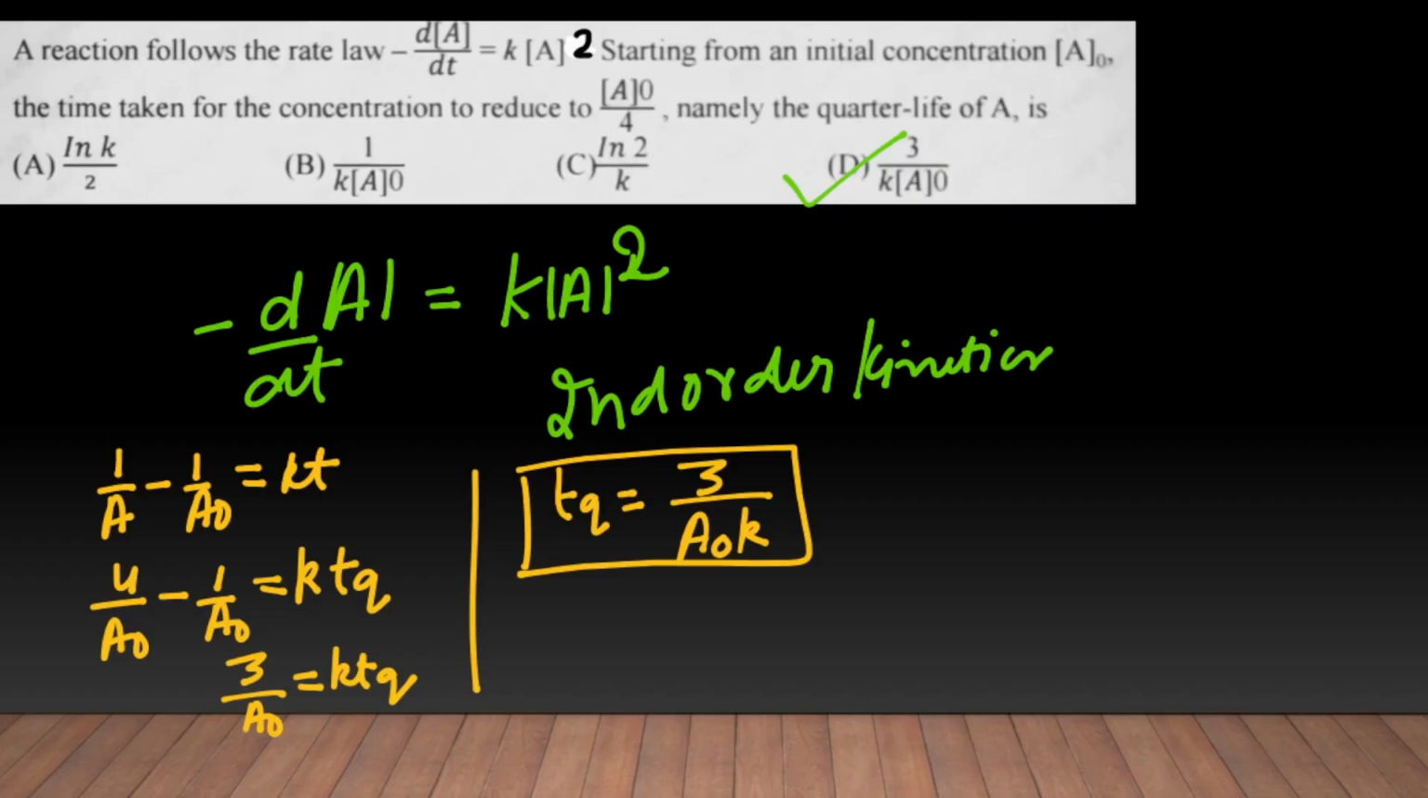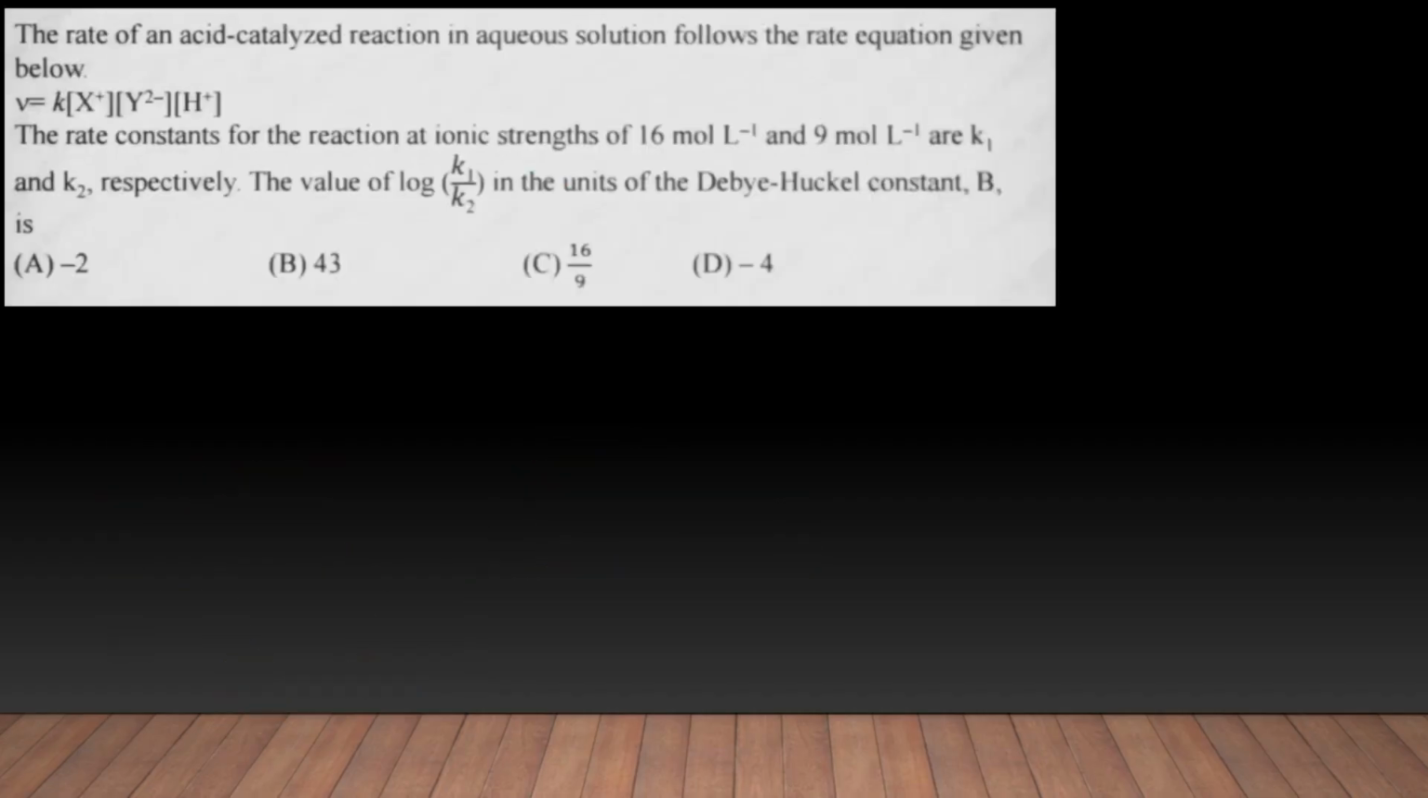Okay. Next one is this question. The rate of an acid catalyzed reaction in aqueous solution follows the rate equation given by this rate expression. Three ionic species are involved in it: X positive, Y2 negative, and H positive. The rate constants for the reaction at ionic strengths of 16 moles per liter and 9 moles per liter are K1 and K2. The value of the log of K1 by K2 in units of the Debye-Huckel constant B is asked.